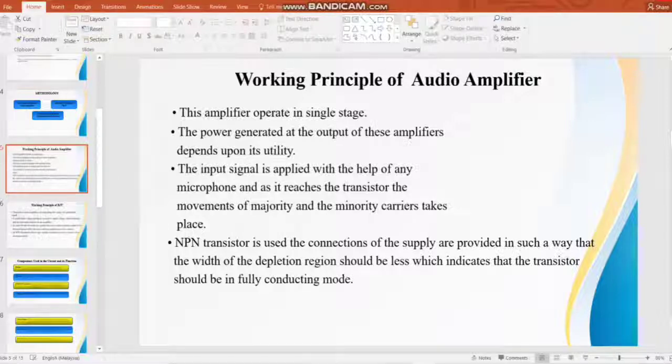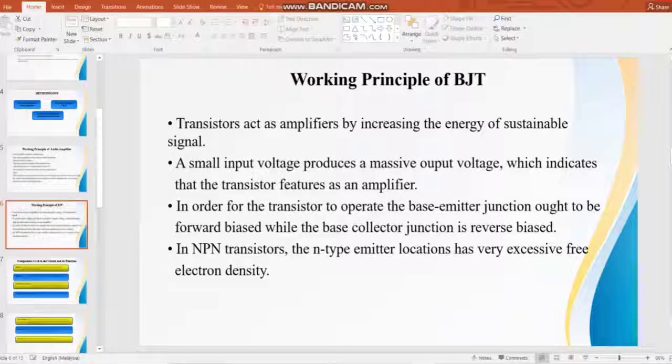An NPN transistor is used, with the supply connected in such a way that the width of the depletion region is less, which indicates that the transistor is in fully conducting mode. So that is the explanation of the working principle of the amplifier, and next I will explain the working principle of the BJT.